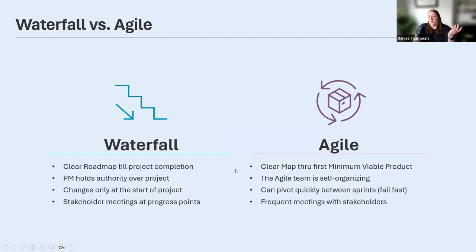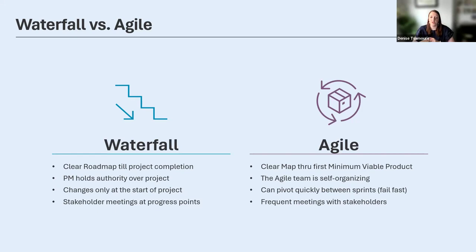So you pick whichever one best fits your team. That is all I'm saying here. I'm just giving you options and just a basis for them. I have another series on Agile and Scrum that goes more in depth with those. But Waterfall has a clear roadmap till project completion, while Agile has that clear roadmap through the minimum viable product.